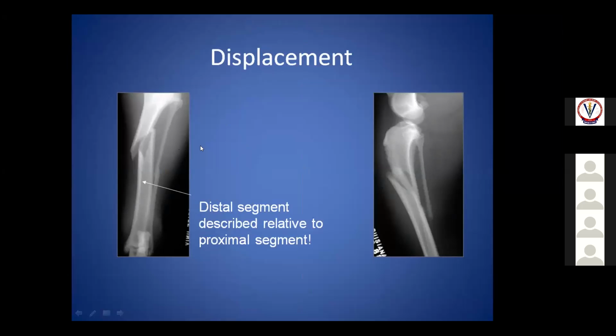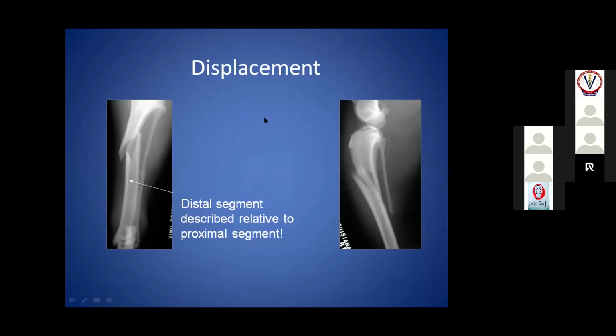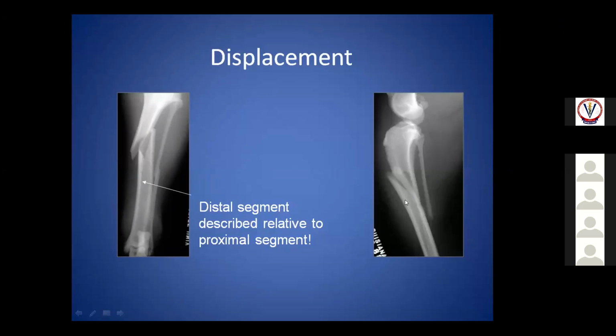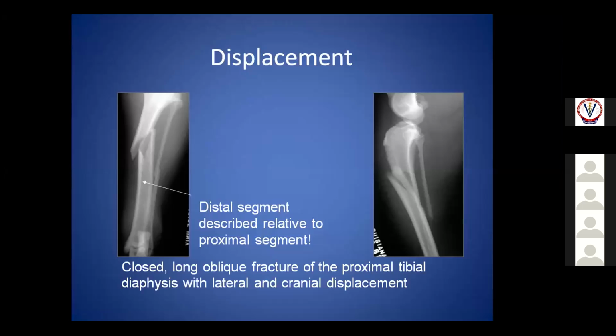Now, based upon displacement of one segment relative to another segment. We have seen that if there is a fracture, there will be two segments, a proximal segment and a distal segment, and how these fragments are displaced in comparison to each other. Based on that, suppose this is a fracture, with the distal segment described relative to the proximal: it is a displaced fracture. Whereas if you take this fracture, both proximal and distal are lying very close to each other, so not that much displaced compared to this fracture. So based upon the displacement, we can classify.